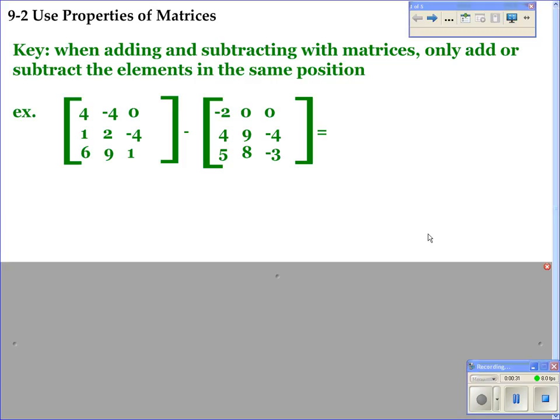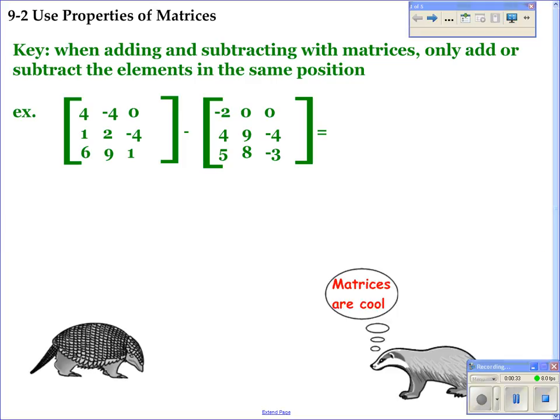So, looking at this one, do you put the answer in brackets? Yes, you put the answer in brackets as well. So we're going to get an answer that's the exact same size of 3 by 3, 3 numbers by 3 numbers. What would that first number be if we're subtracting these? 6. 4 minus negative 2 would turn into 6. What about the number to the right of that?